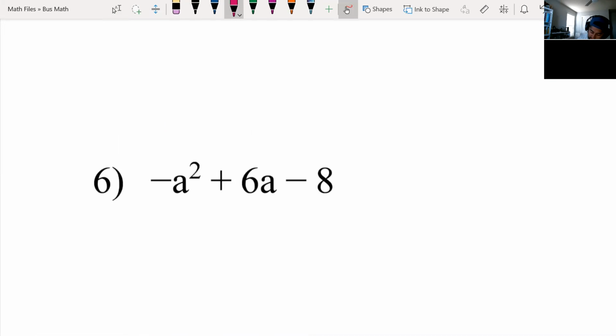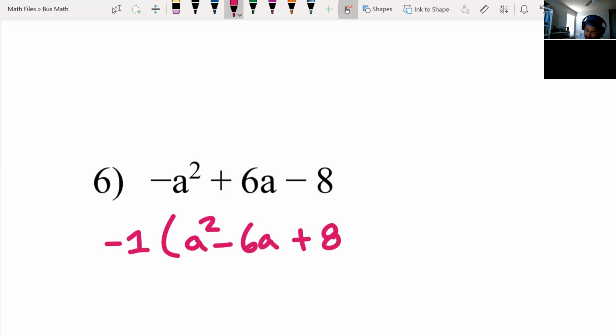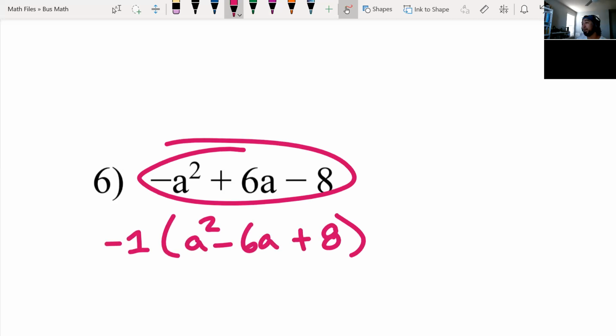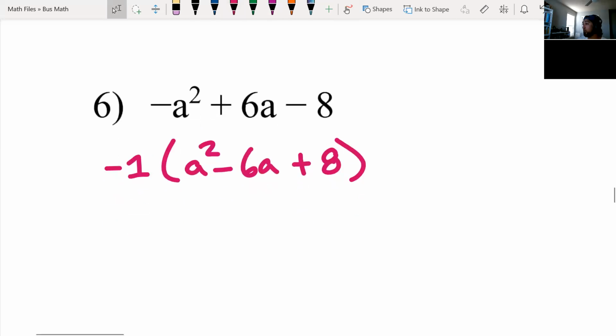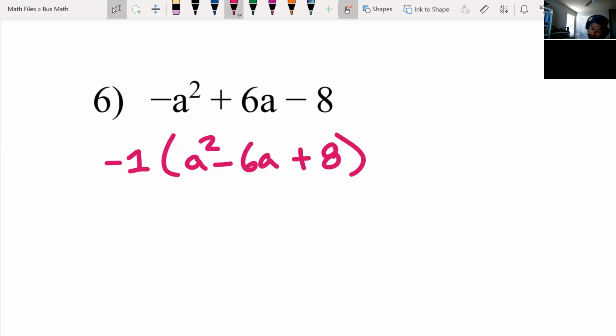You got it, negative 1. If I factor out a negative 1, that's going to make that a positive a squared, a negative 6a, and a positive 8. You can factor it in this form, but I just hate it. I don't like that leading term being negative. It just isn't right.